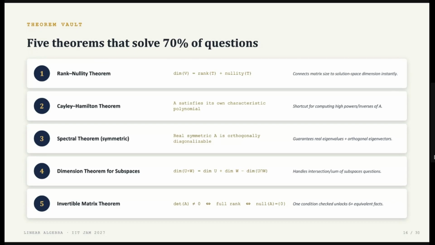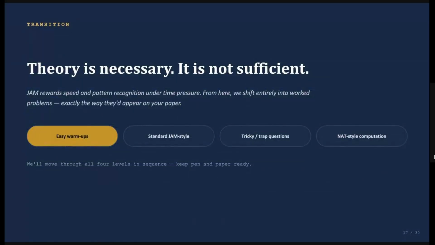We should judiciously solve the previous year questions, and keep track of what kind of questions are repeating every year. And theory is, as I was saying, necessary, but it is not sufficient. You should practice the problems, and you should give as many mock exams as possible.